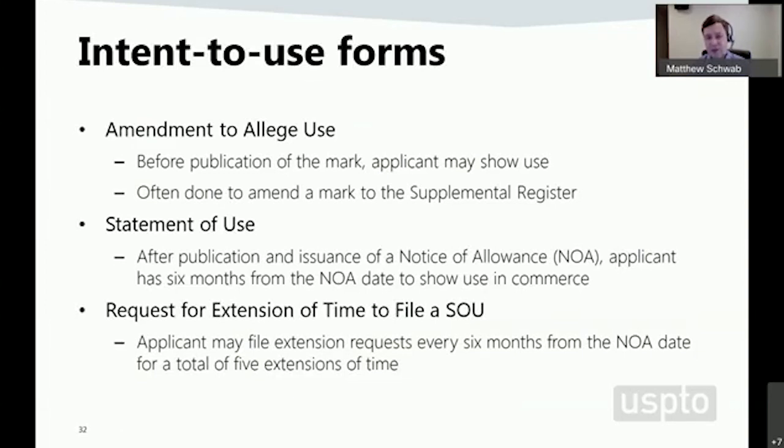If you can't show it within 6 months, you may get to the next item, the request for extension of time to file an SOU. So you can file extension requests every 6 months from the NOA date for a total of 5 extensions of time. So you can get essentially 3.5 years to show use from start to finish. So you can get a pretty good period of time to show use, but you will need to show it eventually.